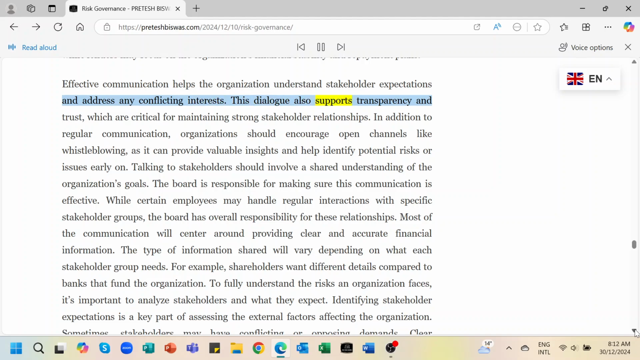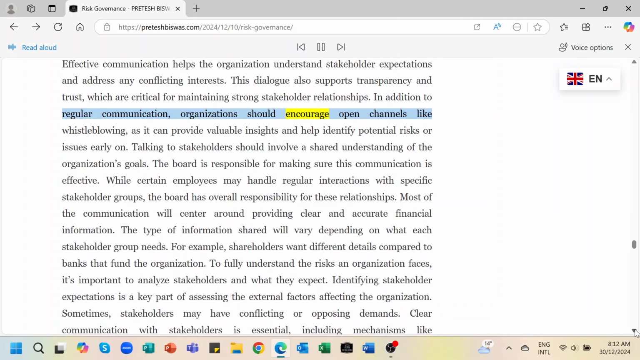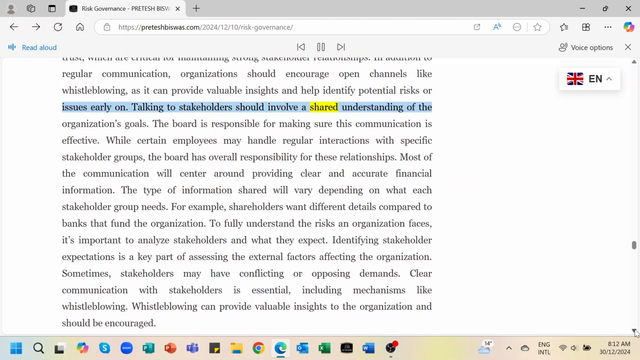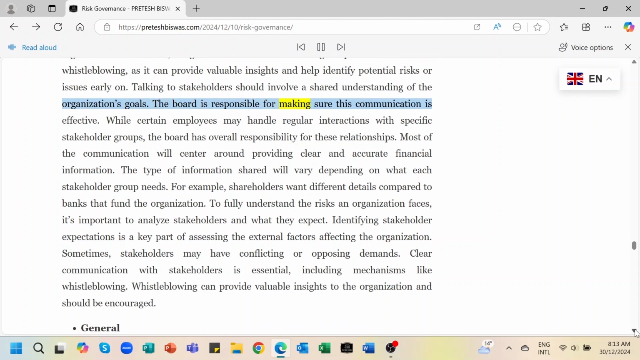This dialogue also supports transparency and trust, which are critical for maintaining strong stakeholder relationships. In addition to regular communication, organizations should encourage open channels like whistleblowing, as it can provide valuable insights and help identify potential risks or issues early on. Talking to stakeholders should involve a shared understanding of the organization's goals. The board is responsible for making sure this communication is effective. While certain employees may handle regular interactions with specific stakeholder groups, the board has overall responsibility for these relationships.